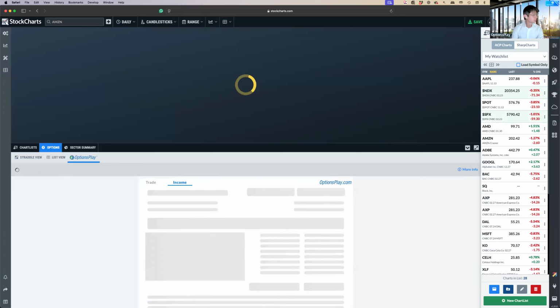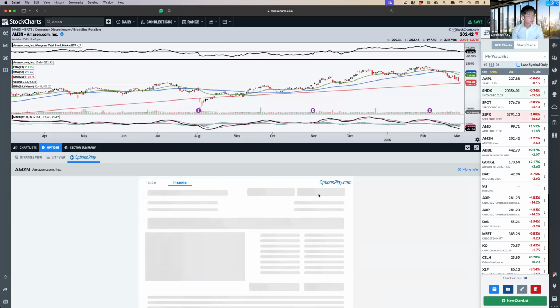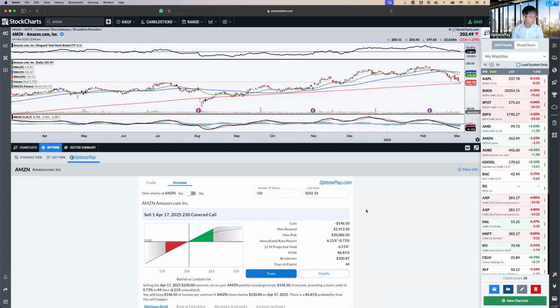Let's look at Amazon, right? Amazon recently is trading at $200. Maybe still a little bit high priced stock, but maybe many of you own Amazon. Selling the April 17th 230 calls will generate $146 worth of income. Again, that's paying for close to 4 months worth of your service.